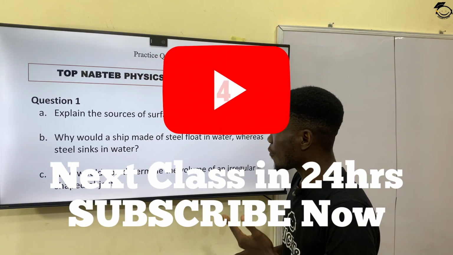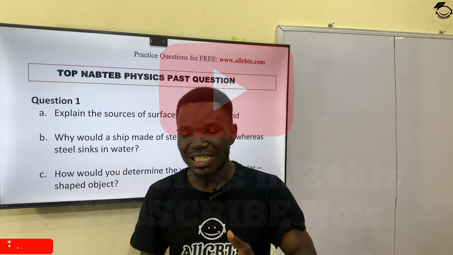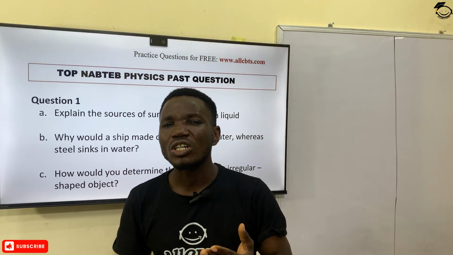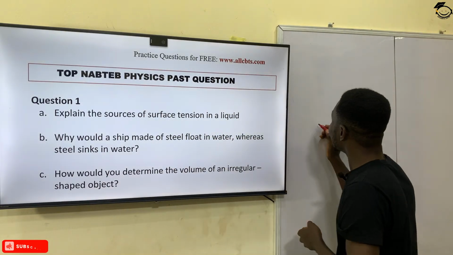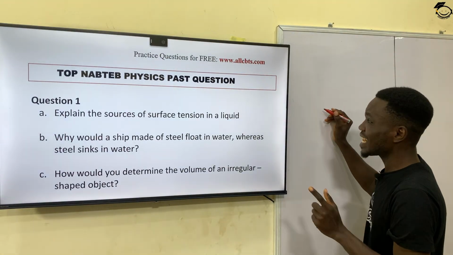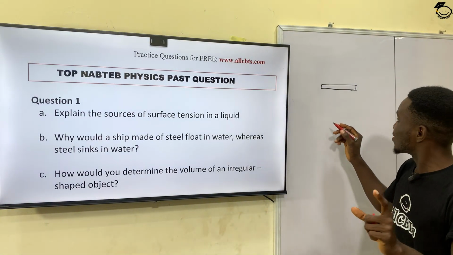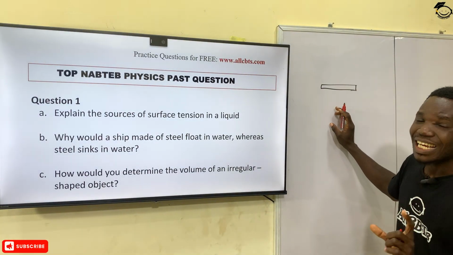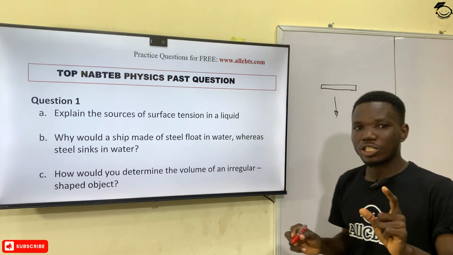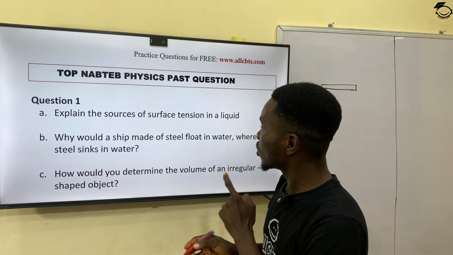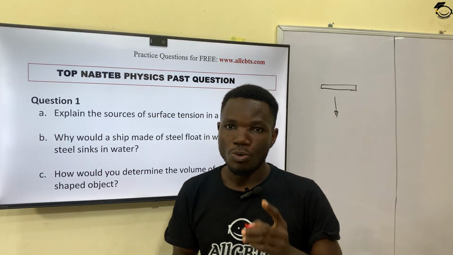Then why does steel, for example, a steel rod, sink in water? The steel rod has a higher density and it does not have high buoyancy. Looking at the steel rod, it does not have any hollow cavity. So immediately you insert it into the water, it is going to sink to the bottom because it has higher density than the density of water. So that is why a ship made of steel will float on water, whereas a steel rod will sink.